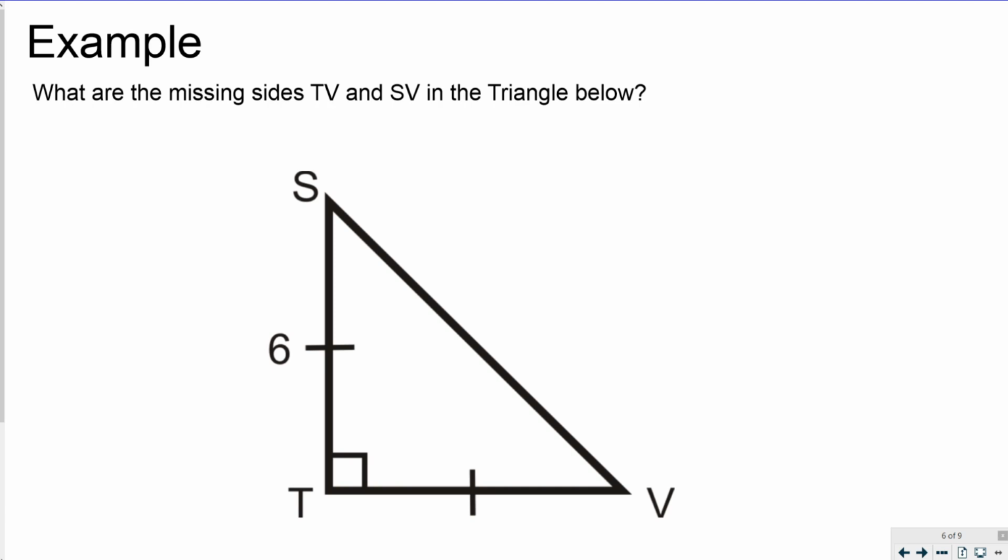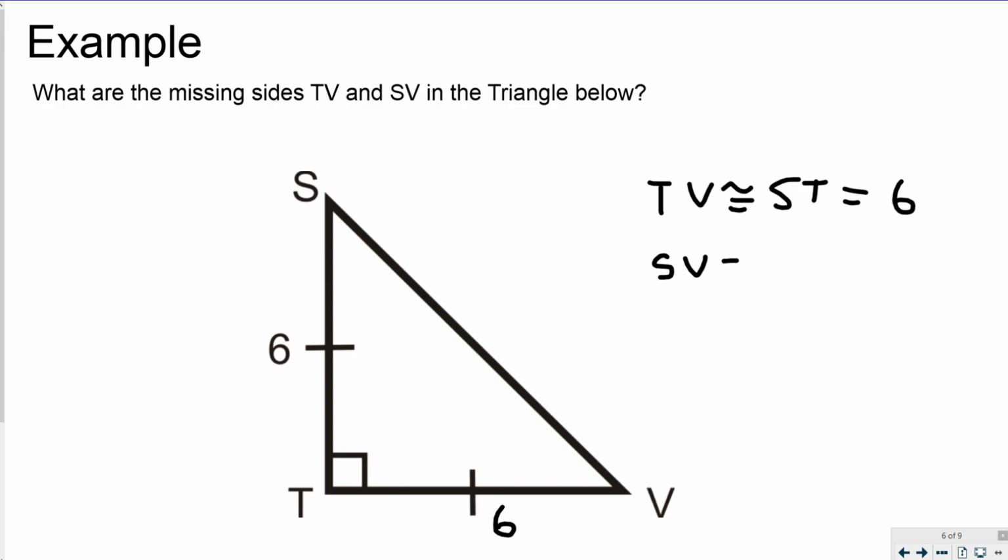So, in this example, what are the missing sides TV and SV in the triangle below? So, it is marked that ST and TV are congruent. This means we have an isosceles right triangle because of the right angle here. So, with the markings and knowing this is a 45, 45, 90 degree triangle, TV must be congruent to the already given ST and must measure 6. Oh, pardon the mistake on my part. TV must be congruent to ST, and that's equal to 6.